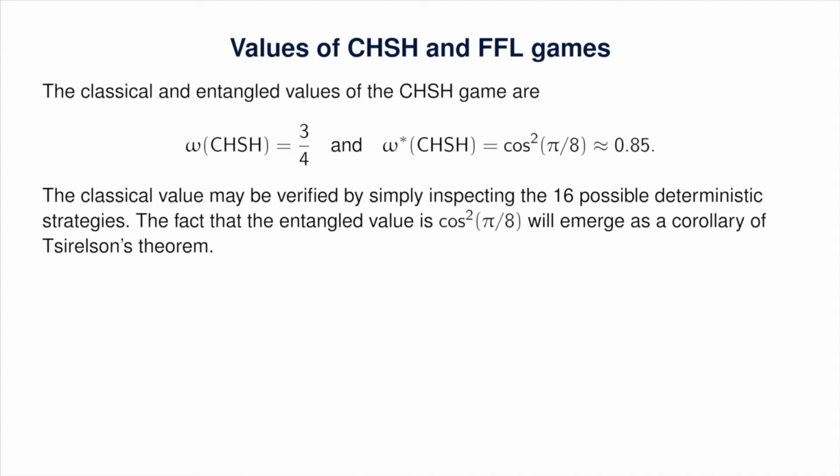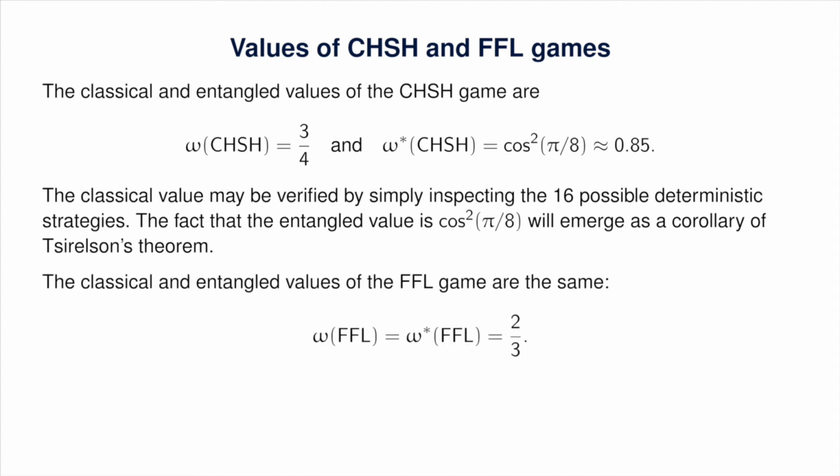It's enough to use 2 qubits in a maximally entangled state, and to choose appropriate measurements for Alice and Bob to make it work. And possibly you've already seen such a strategy, given that this is such a well-known example. But this doesn't actually show that there's no better entangled strategy. And anyway, we'll see that Tsirelson's theorem, which is coming up later in the lecture, provides us with a very simple way of verifying that the entangled value of the CHSH game is cosine squared of pi over 8. This and other applications of Tsirelson's theorem will be covered in the next lecture.